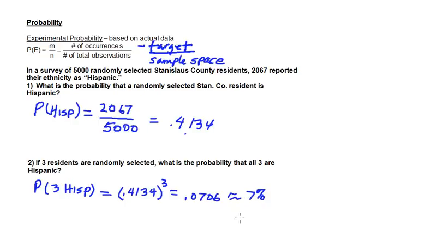This occurs because every time you have a fraction that's less than 1 and you multiply it by itself, that fraction becomes continually smaller. For example, if you take 1/2 and you square it, 1/2 times 1/2 becomes 1/4. And if you take 1/2 and cube it, it becomes 1/8.